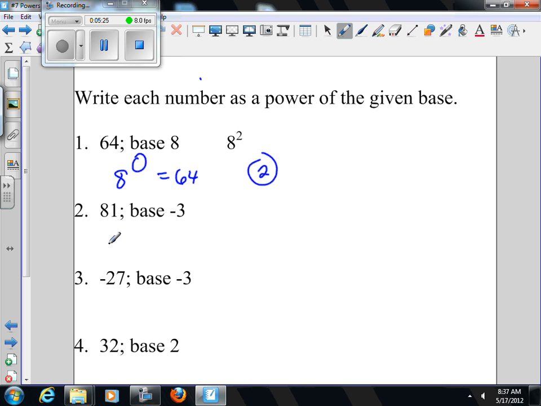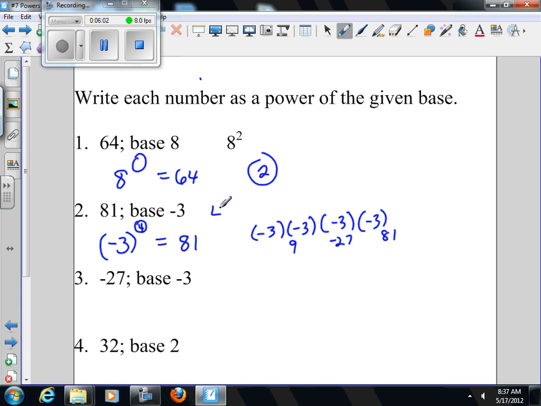Now take a look at this one. We're saying negative 3, and since it's negative 3, we're going to put it in parentheses, raised to what power gives us 81? So you want to think negative 3 times negative 3 times negative 3. Well, let's see. Negative 3 times negative 3 is 9. Times negative 3 again gives us negative 27. Times negative 3 again gives us positive 81. We had the negative 3s there 4 times. So our missing number was 4. That was our exponent.